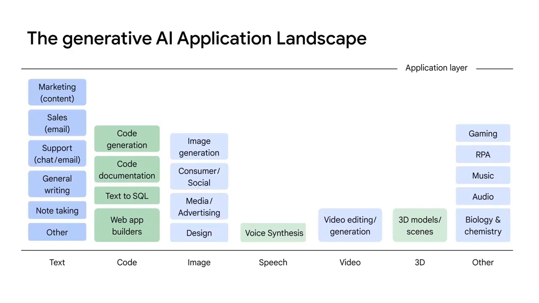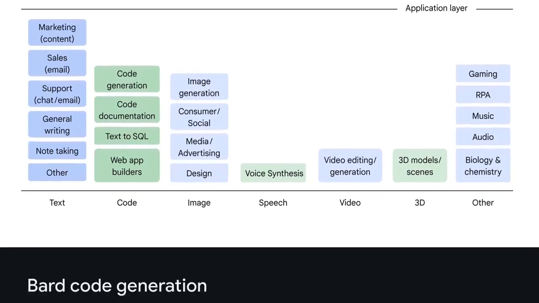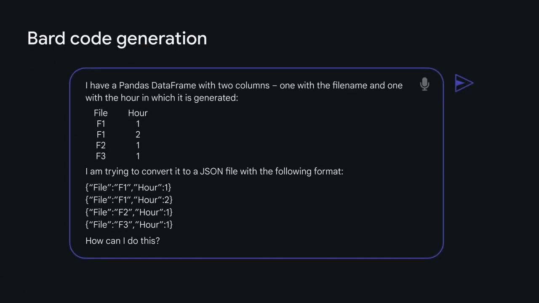But can GenAI help with code for your apps? Absolutely. Shown here are generative AI applications. You can see there's quite a lot. Let's look at an example of code generation shown in the second block under code at the top. In this example, I've input a code file conversion problem, converting from Python to JSON. I use Bard and insert into the prompt box. I have a pandas data frame with two columns, one with the file name and one with the hour in which it was generated. I am trying to convert it into a JSON file in the format shown on screen.